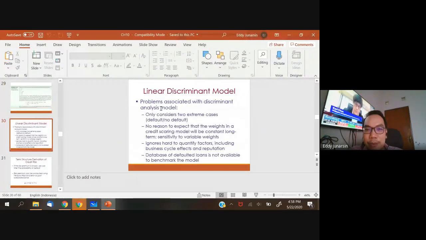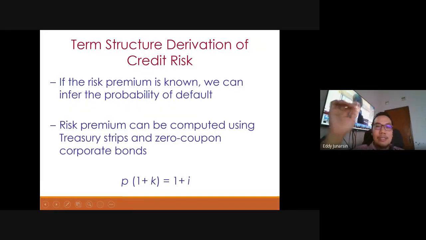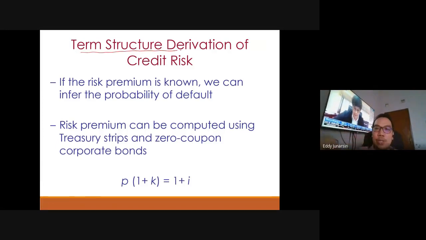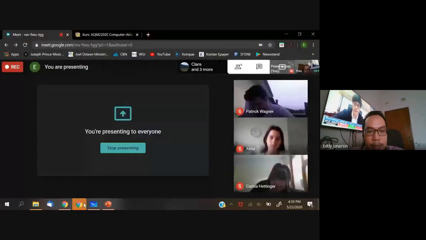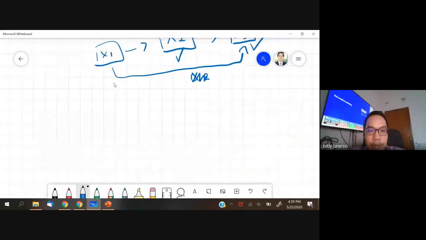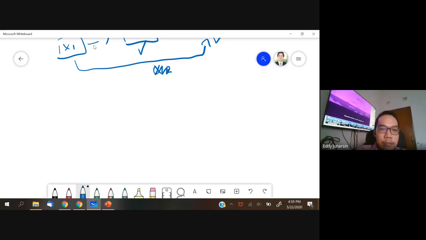Any other question before we continue with the next model? So the next model here, we are using the term structure of interest rate. So this is not difficult at all. We just need to take a logic. So let's imagine if you invest in government securities and you get an interest rate of I.